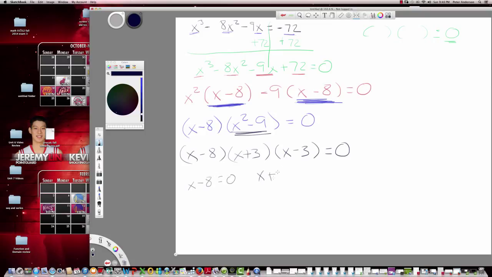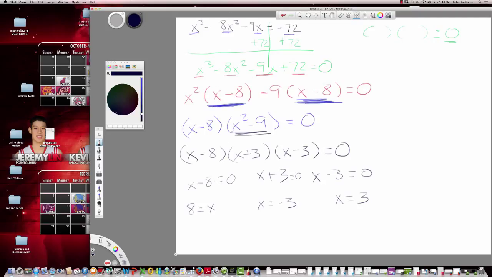So whether via algebra or just guessing, plugging and chugging, clearly x is going to equal 8 here. Clearly here x is going to equal negative 3, and clearly here x is 3. And those are our answers. All right, so hopefully that makes sense.